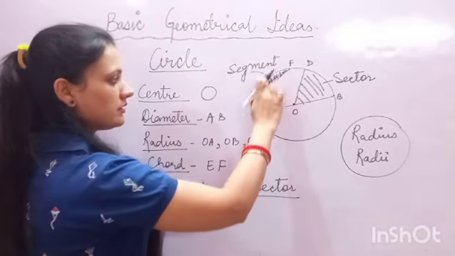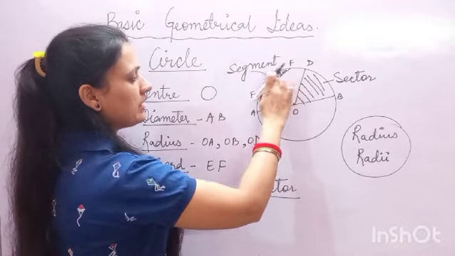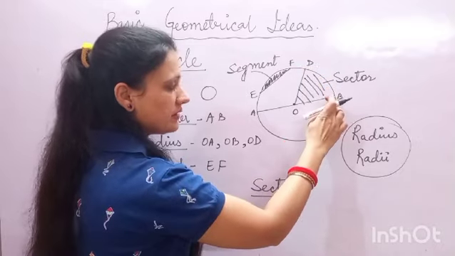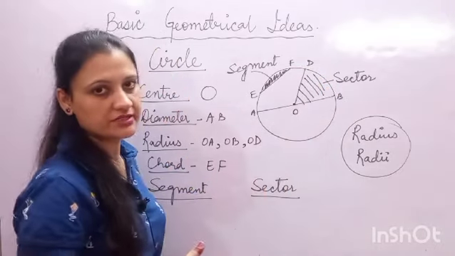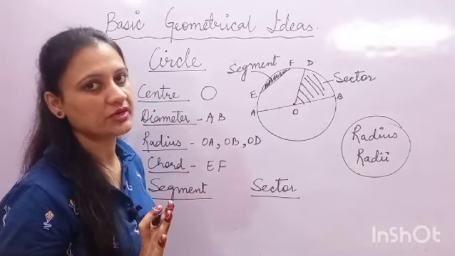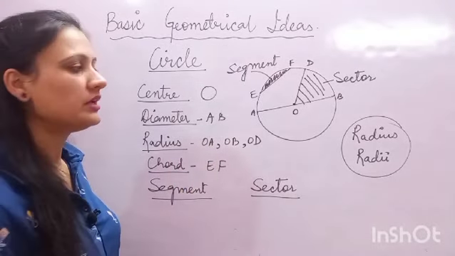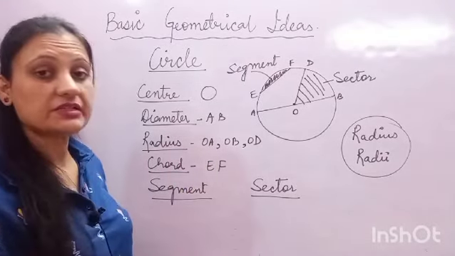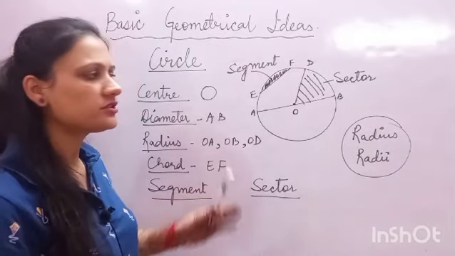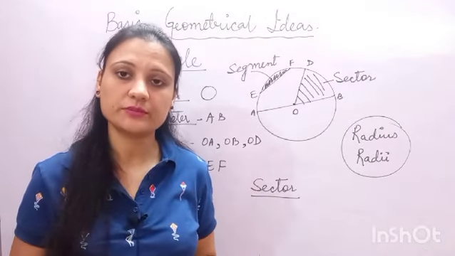Segment is the region which is enclosed by an arc and the chord, and sector is a region which is enclosed by an arc and two radii of a circle. Is this clear? You understood segment and sector? Very important to understand. Clear, everyone? You understood all the parts of a circle: center, diameter, radius, chord, sector, segment. Clear, everyone? I hope you understood all this. These are the important points or important concepts of this chapter.